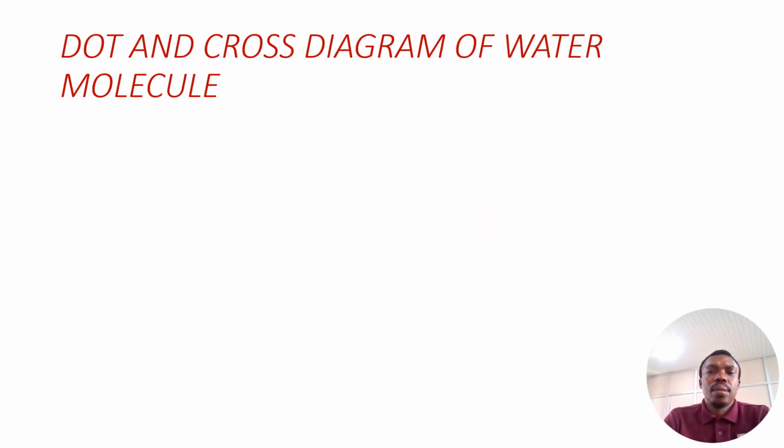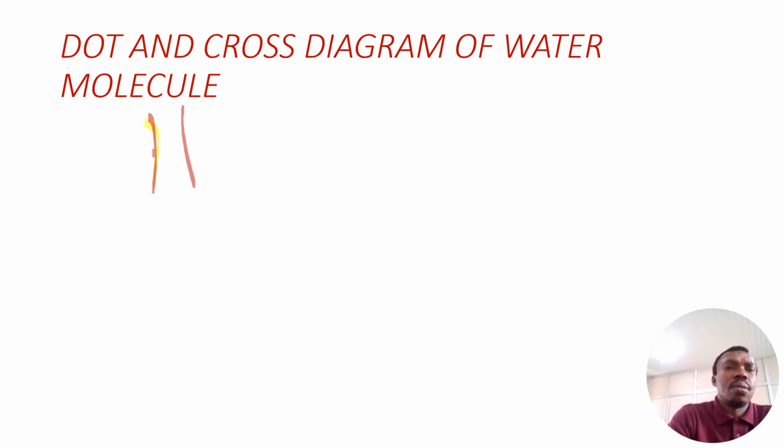diagram. So we also want to look at the formation of covalent bond in a water molecule. Water is a covalent compound. So we want to look at the formation of covalent bond using dot and cross diagram in the water molecule. The formation of covalent bond in water molecule has to do with formation of covalent bond between atoms of different elements.